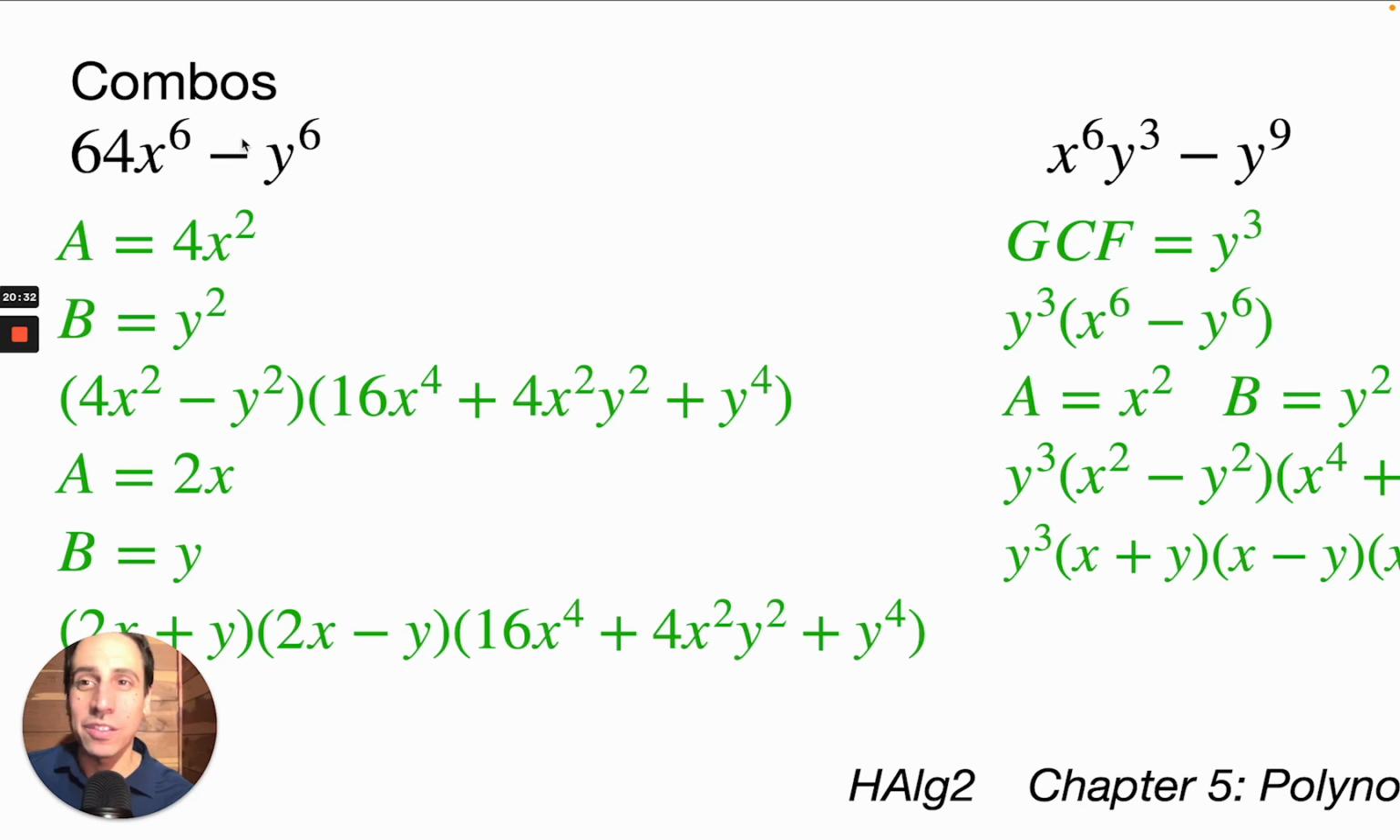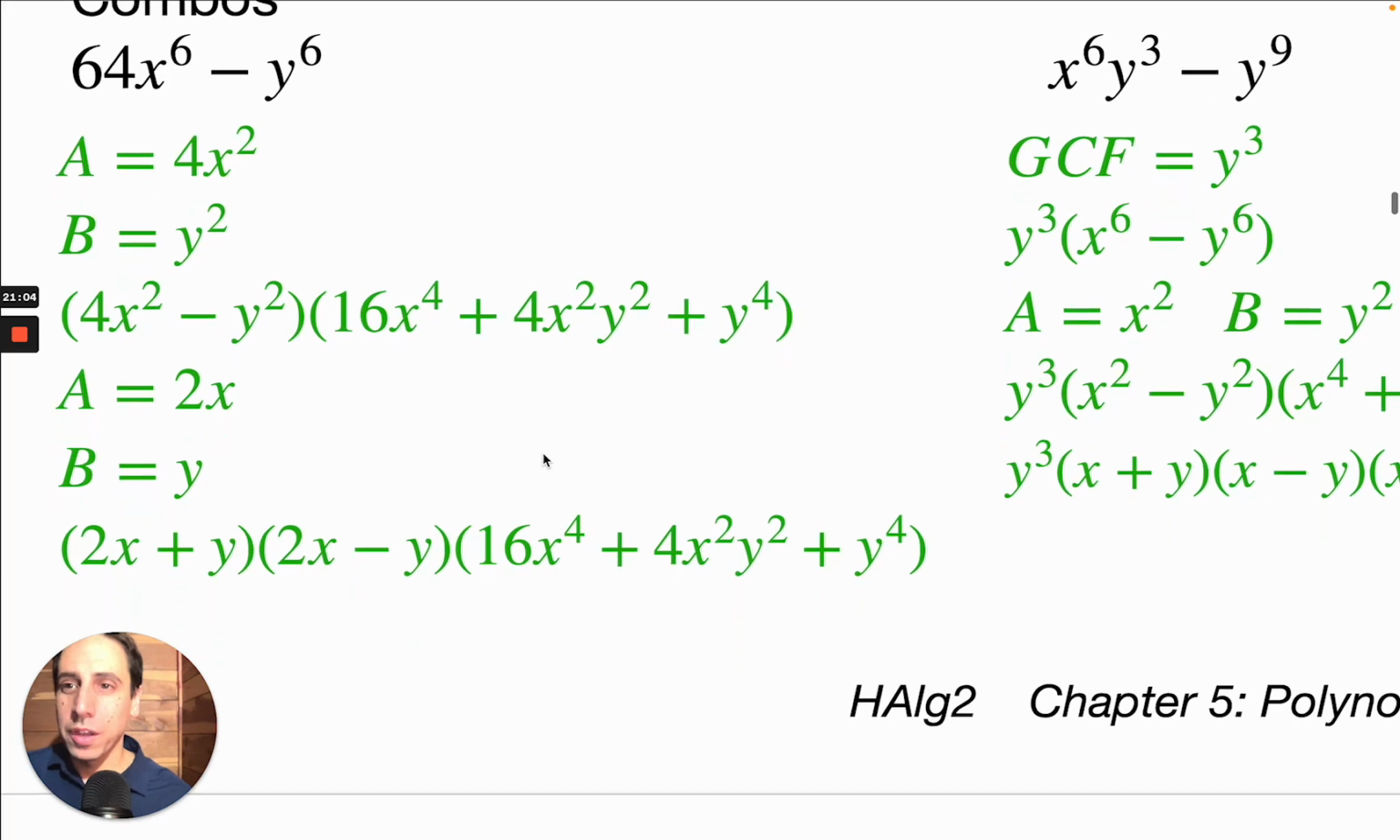I see this looks like a difference of cubes. Yeah, difference of cubes, because the cube root of 64 is 4. The cube root of x to the 6 is x squared. What times itself 3 times is y to the 6? Oh, it's y squared. Using our formula, we can write this out. Here, 4x squared minus y squared times 16x to the 4th. So this is A minus B, this is A squared plus A times B plus B squared.